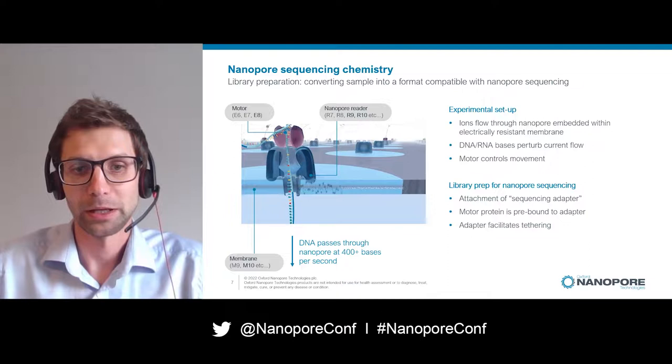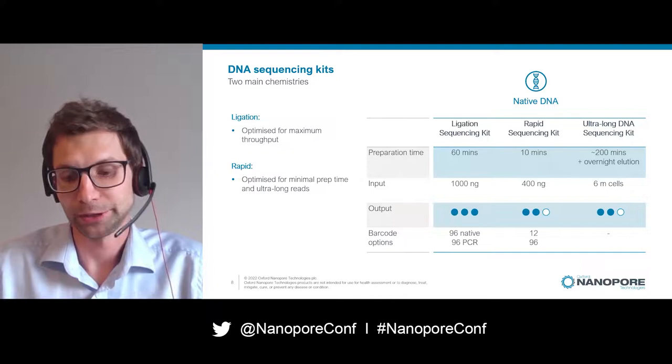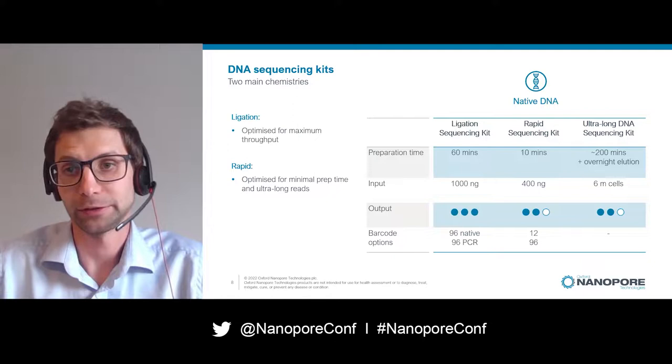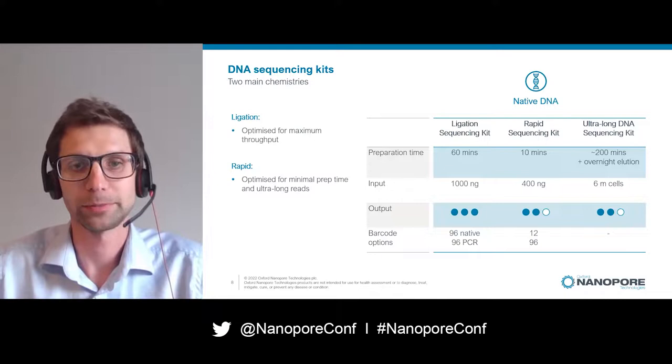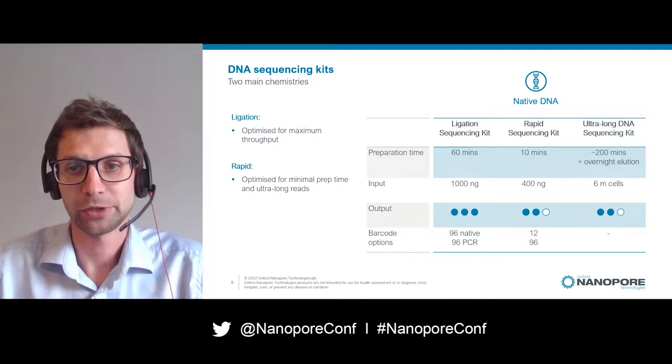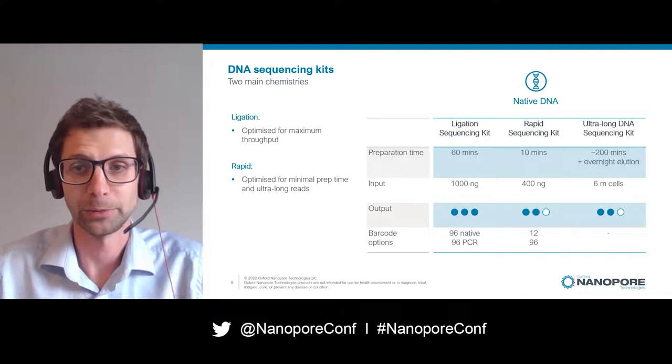Now, if you would like to sequence your DNA, then we have different chemistries available for DNA sequencing. There are two main chemistries. There is the ligation-based approach and the rapid approach, also known as the transposase-based approach. The ligation approach is optimized for maximum throughput, while the rapid chemistry is developed for minimal preparation time. And also recently, we further optimized it for producing ultra-long reads. So let's have a look at these chemistries in more detail.